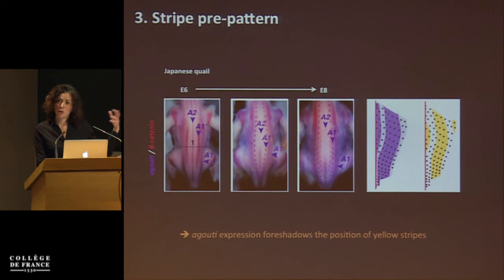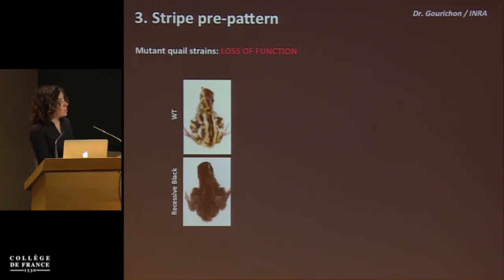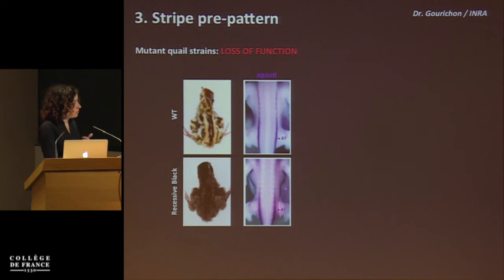But so far it was only a correlation, so we really wanted to make the functional link, with functional experiments, and for this we were helped by David Goéchon from the INRA, who provided strains of quails that are mutant for agouti. These strains were existing, we were kind of lucky. And one of these strains is called the recessive black. You can see that it's much darker than the wild type, and it was shown that in these quails there is a decrease in the overall levels of agouti expression. But we showed that the pattern of agouti expression is conserved.